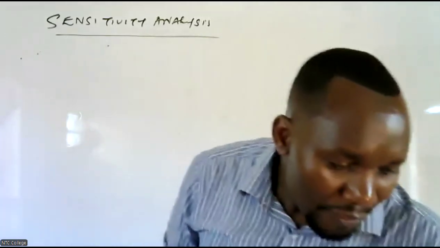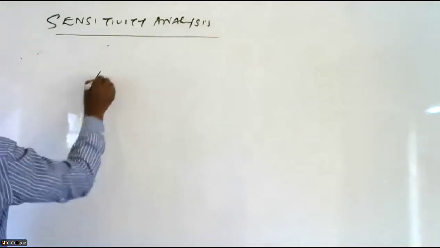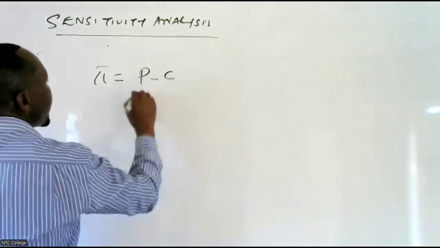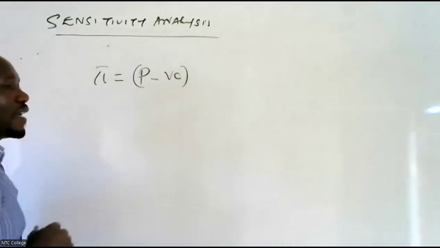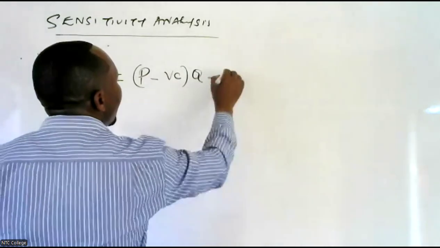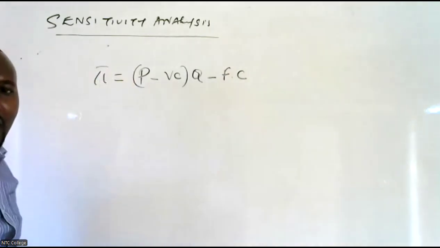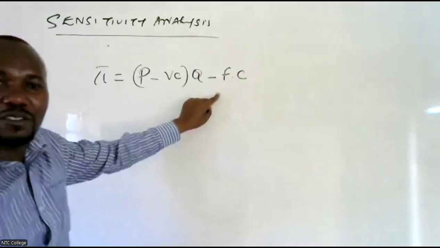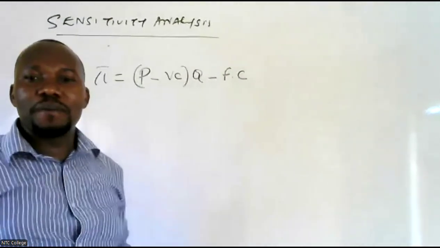So that means that ordinarily, when you want to look at profit, we normally say that profit is equal to price minus variable cost, times quantity, minus the fixed cost. That is what profit is. Now, how sensitive is the profit when you vary the fixed cost? And fixed costs are things that you have to pay. They do not depend on the price.